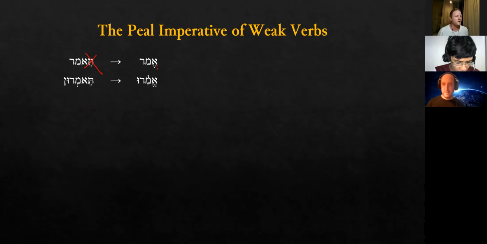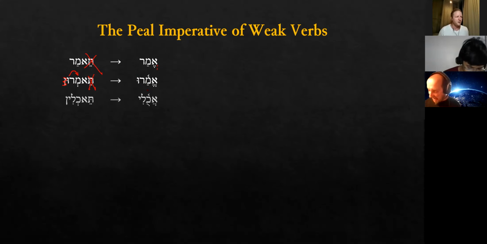The next one we have is Temrun. Like we had Kidna Temrun, thus shall you say. You remove the noon prefix, remove the taf, and you've got the Emaru. That accent shifts back and the vowel becomes full. Emaru, say, tell.